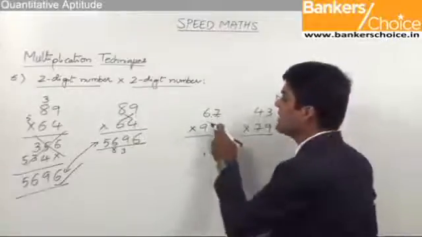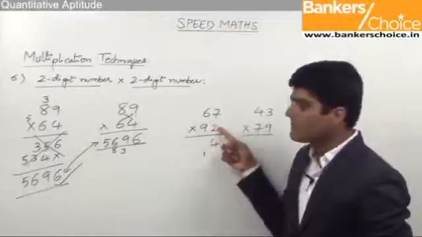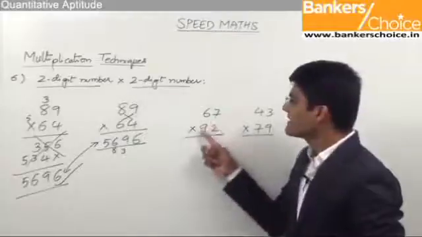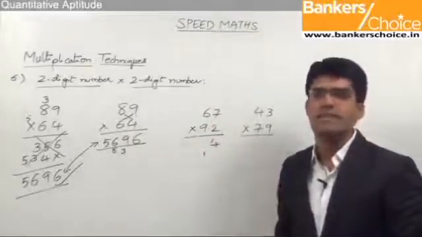Second step is cross multiplication of units and tens places. So 6 into 2, 12, 9 into 7, 63. So 12 plus 63 is equal to 75. So what we get as a result in the second step is 75.